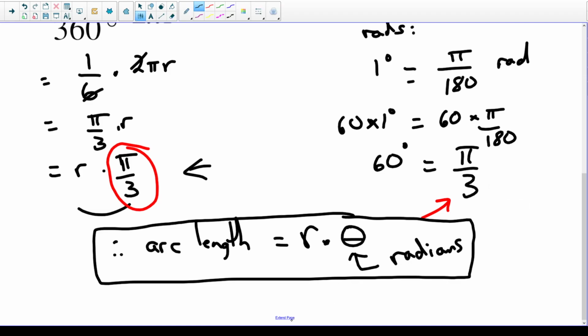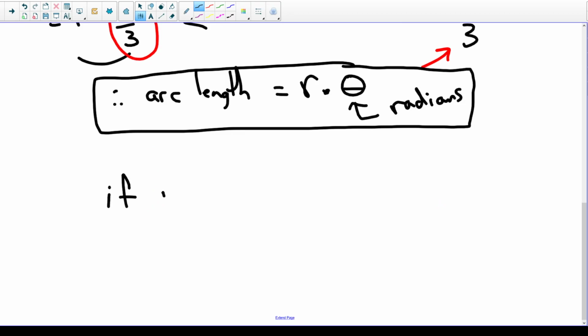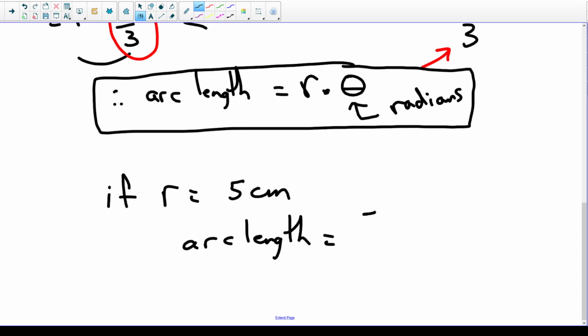For instance, if my radius was equal to 5 centimeters, my arc length would be 5 times, and in this case it was 60 degrees, which is pi over 3, and that would just be 5 pi over 3 centimeters.